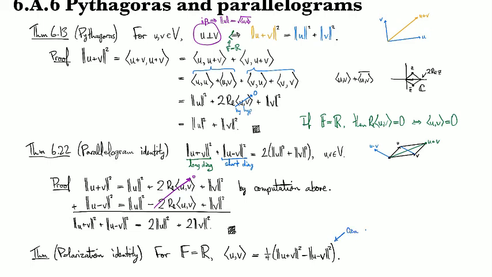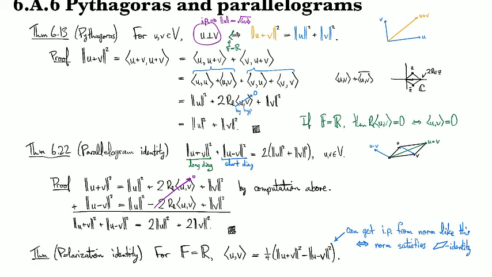So you can get an inner product from the norm like this if and only if the norm satisfies the parallelogram identity. So in some sense, the parallelogram identity is equivalent to the fact that your norm comes from an inner product.